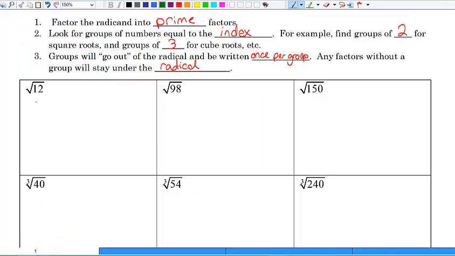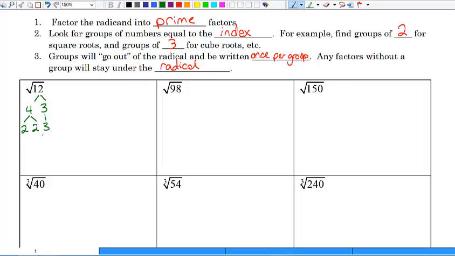For the square root of 12, it says to first factor the radicand into its prime factors. So I'm going to break 12 down into 4 times 3. You could have used 2 times 6. It really doesn't matter what you start with because you're going to keep going until all you have is prime numbers. So I have 2 times 2 times 3. 2 and 3 are all prime numbers and they don't go any further.